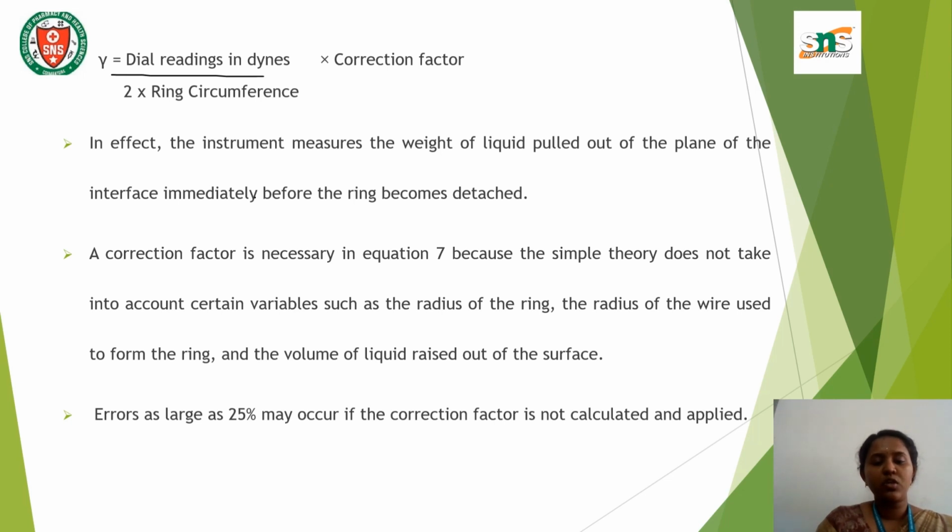A correction factor is necessary in the equation because the simple theory does not take into account certain variables such as the radius of the ring, the radius of the wire used to form the ring, and the volume of liquid raised out of the surface. Errors as large as 25% may occur if the correction factor is not calculated and applied.